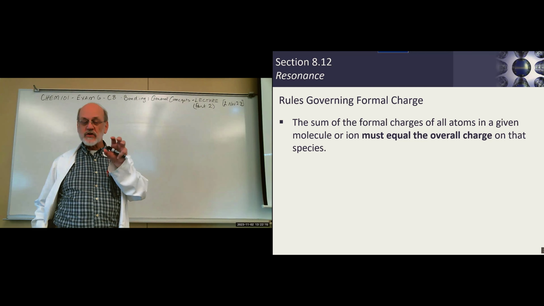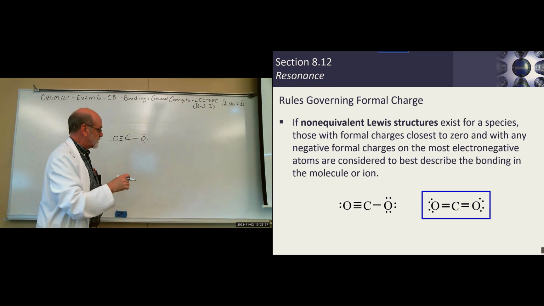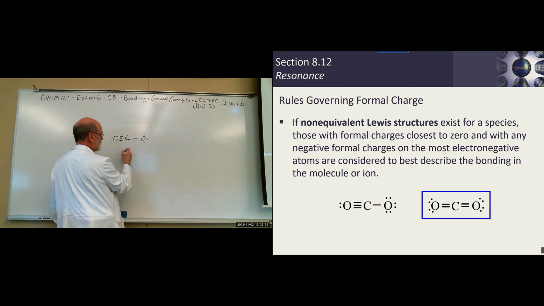Well, if we calculate the formal charge for each one, we find that the 2 double bonds is preferred. Let's do the other one just to prove it. Carbon's going to be the same for both of them because it's got 1, 2, 3, 4. It's got 4 minus 4 is 0. 4 valence electrons, free atom, minus 4 here.